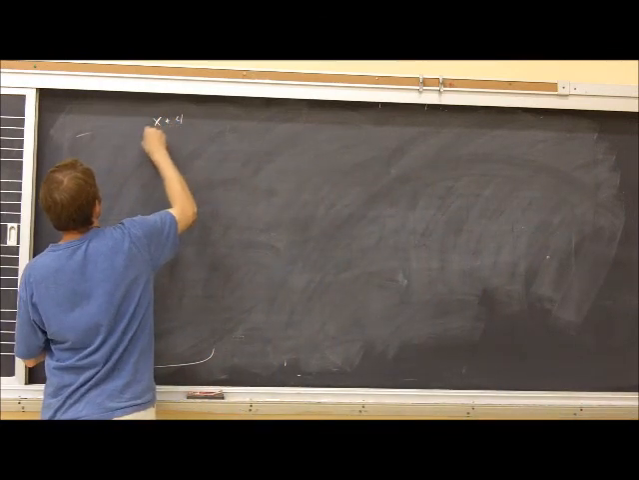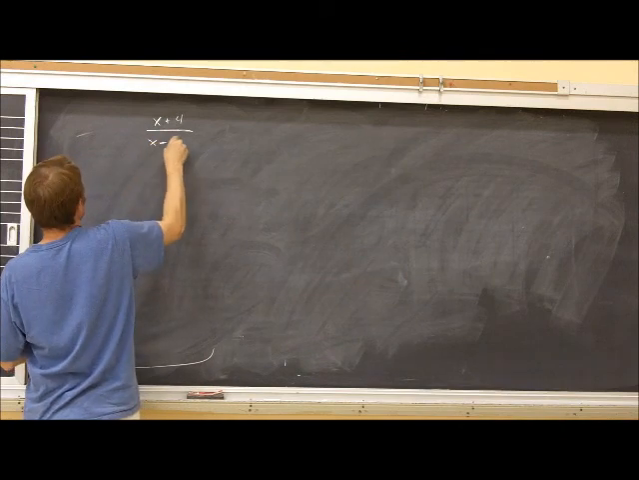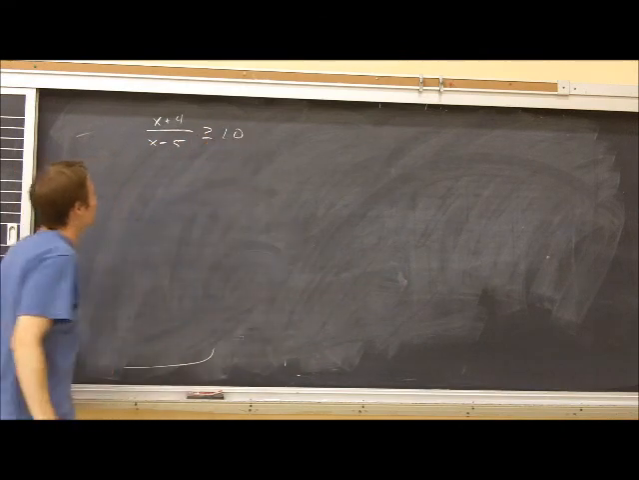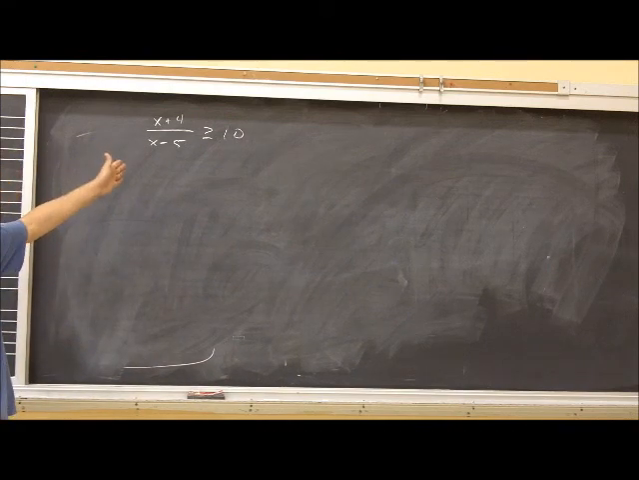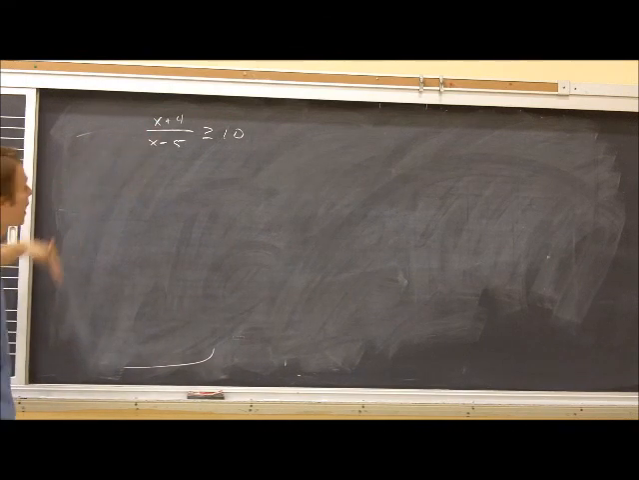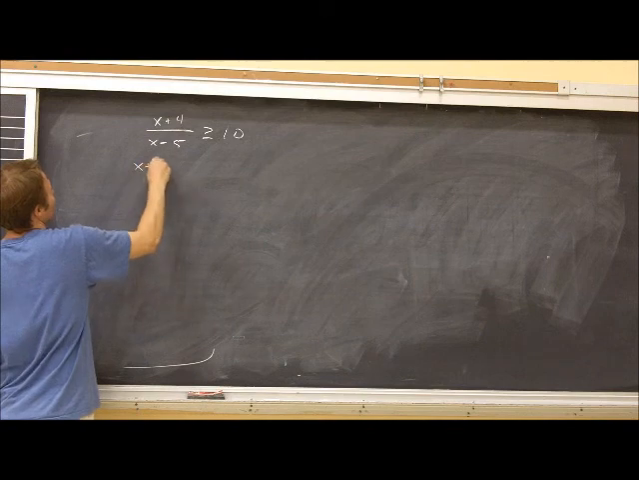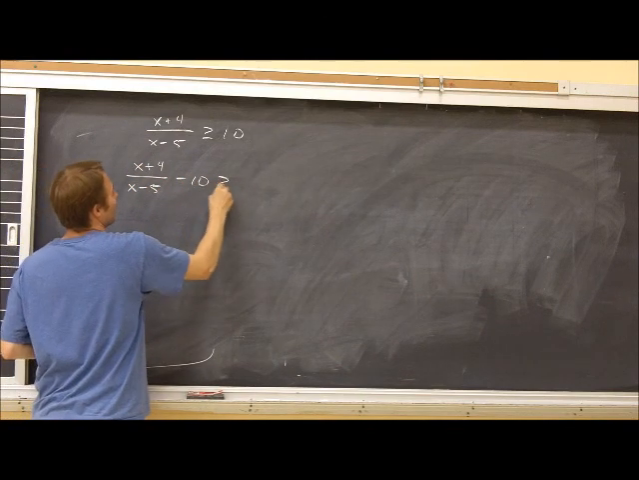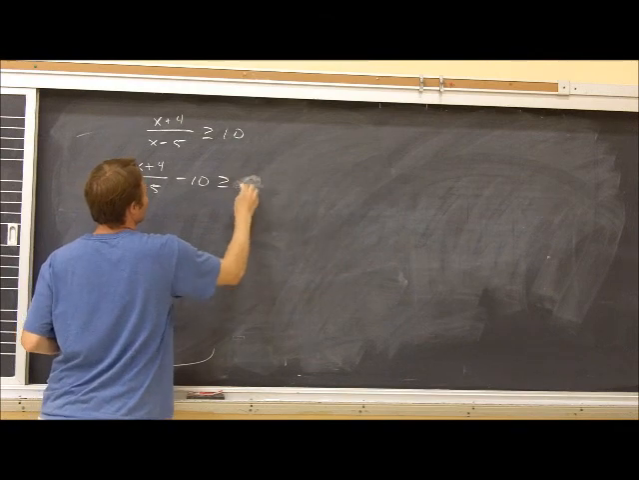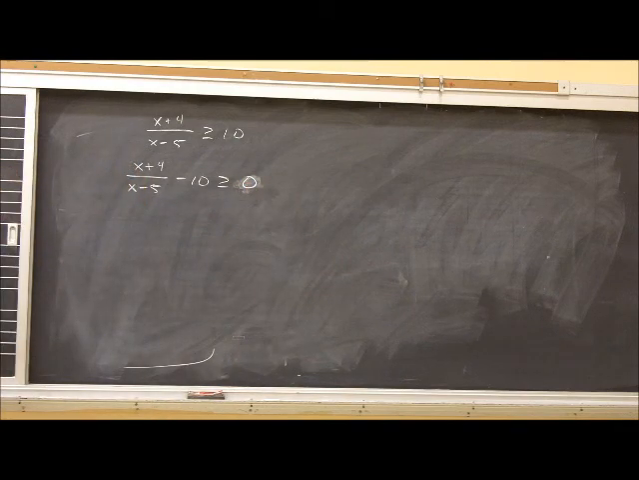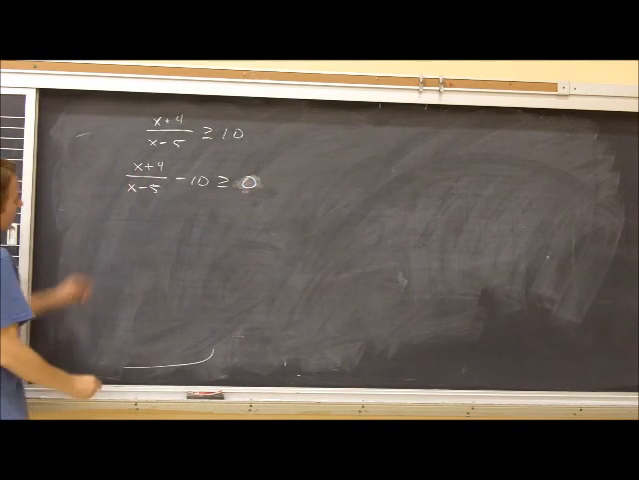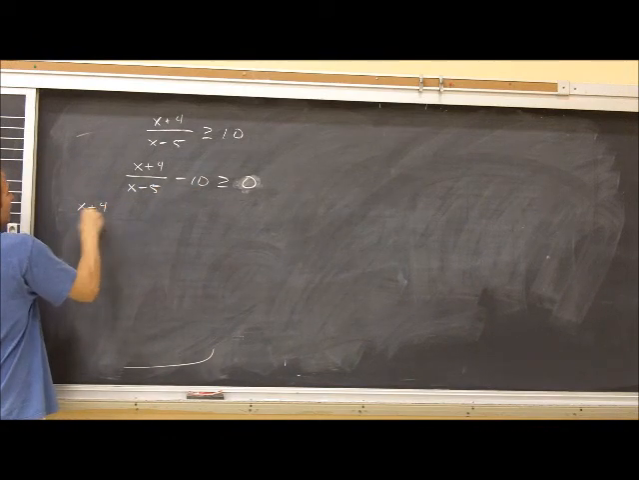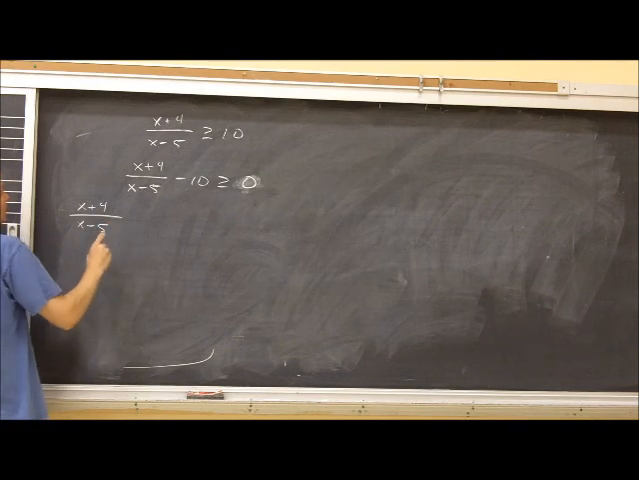X plus 4 over x minus 5 is greater than or equal to 10. Now again, I don't have a 0 on one side of the inequality, so I need to subtract over the 10 first. Don't try to multiply by x minus 5. It will only cause you problems. So I'll subtract over the 10, so I have that all of that minus 10 is greater than or equal to 0. Then I need to make this into a common denominator, so I should make it into a common denominator of x minus 5.